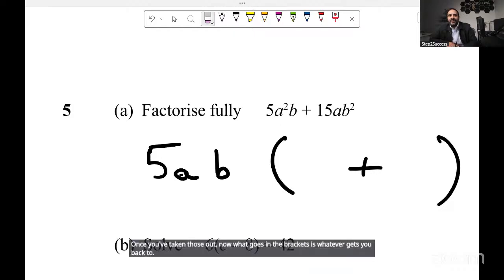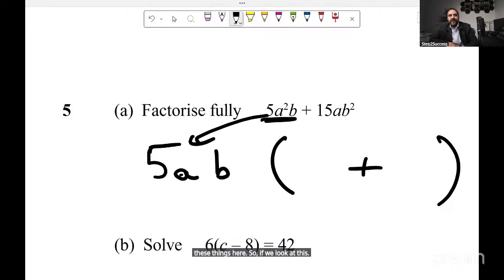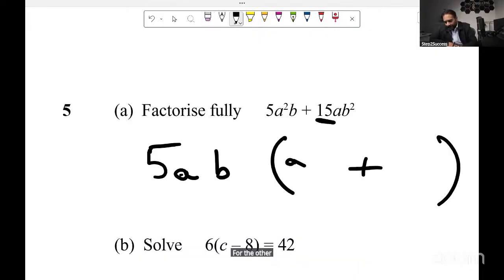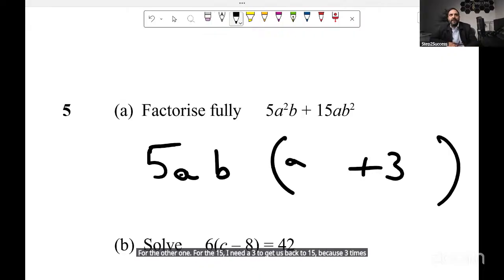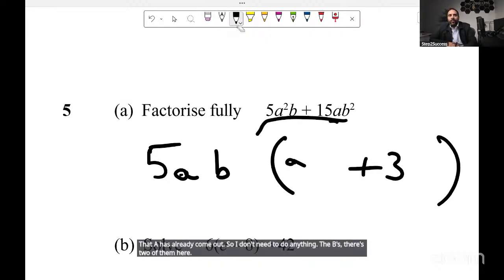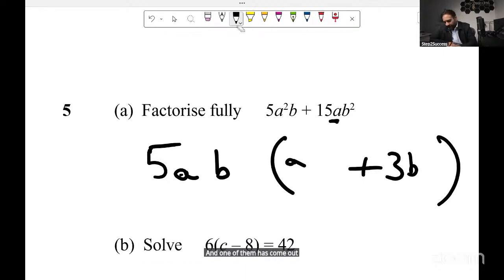So that comes out. Once you've taken those out, now what goes in the brackets is whatever gets you back to these things here. So if we look at this, the 5 has already come out. Of these 2 a's, one of them has come out, so one of them needs to be in the bracket. And of the b, it's already come out, so there's nothing else to do in the brackets. For the other one, for the 15, I need a 3 to get us back to 15, because 3 times 5 is 15. That a has already come out, so don't need to do anything. The b's, there's 2 of them here, and one of them has come out, so the other one needs to stay there. And therefore it is 5ab brackets a plus 3b.